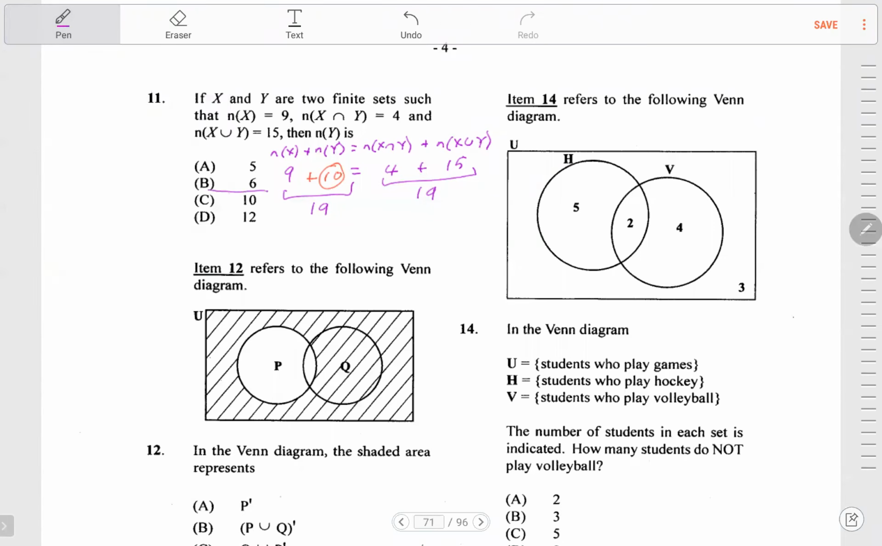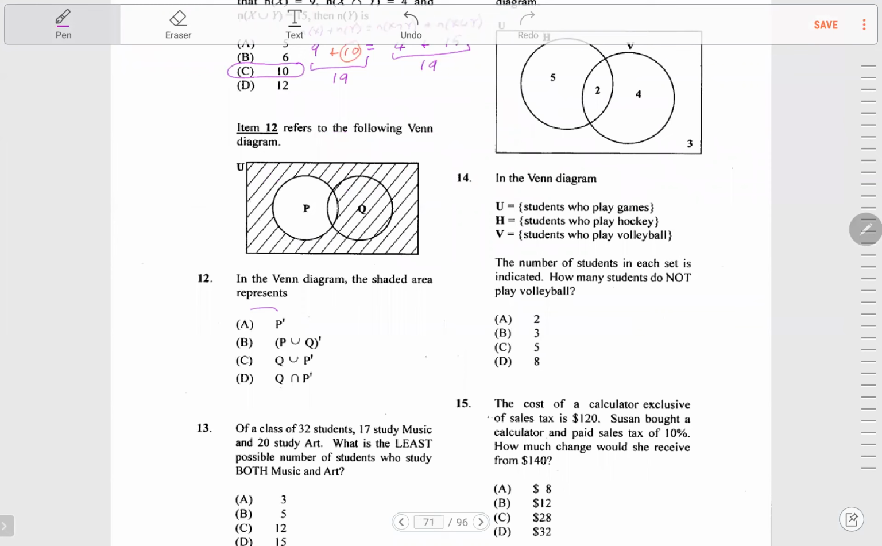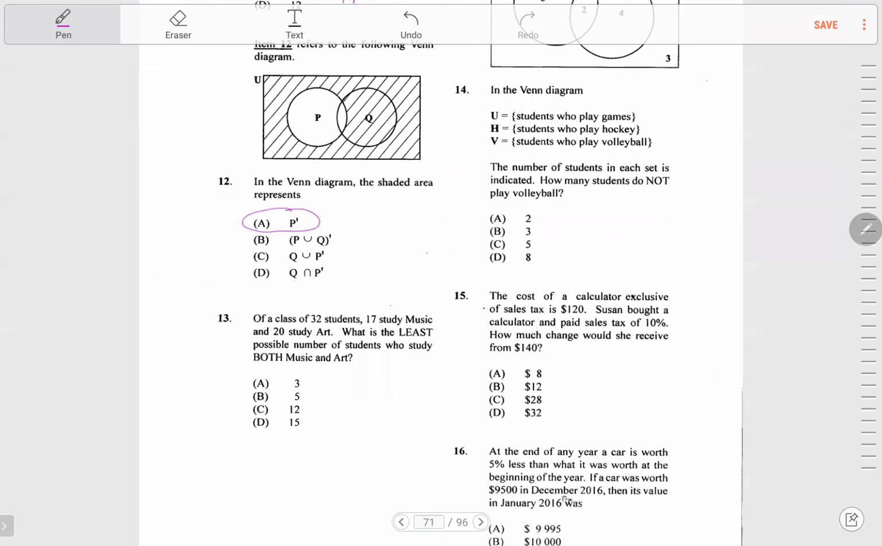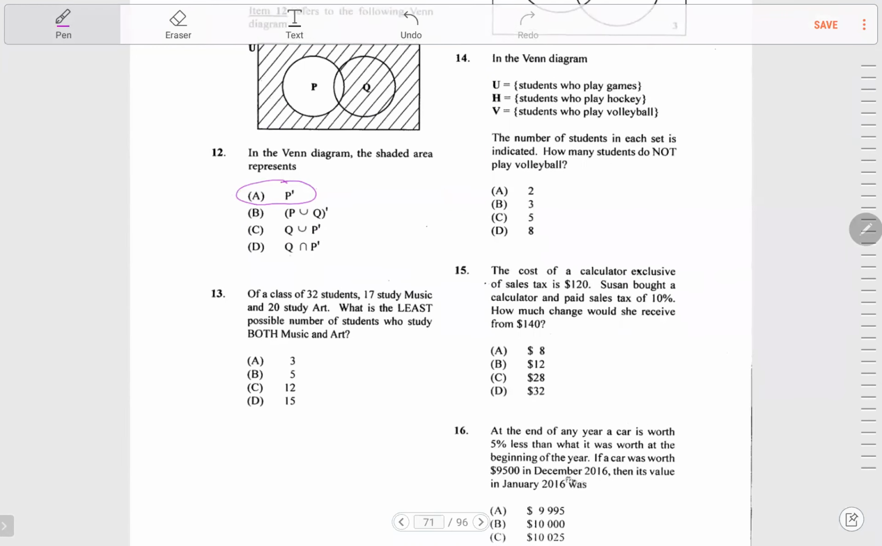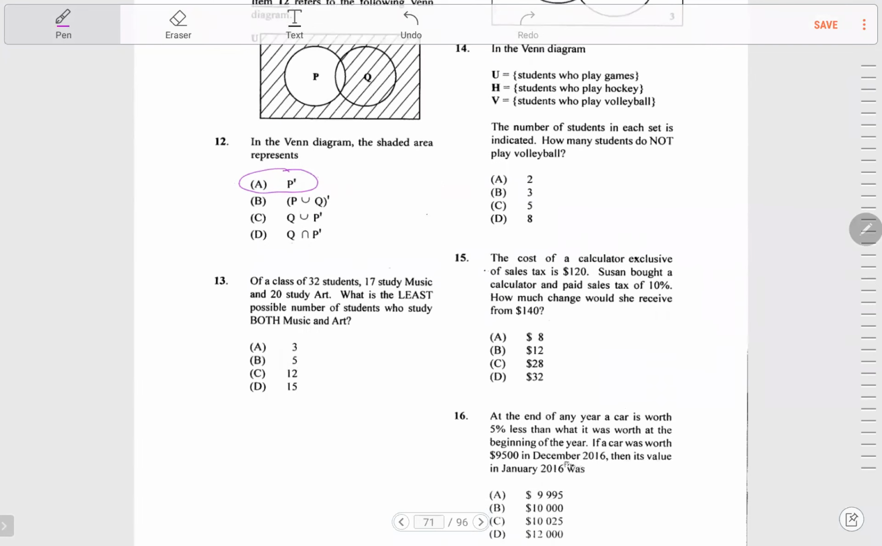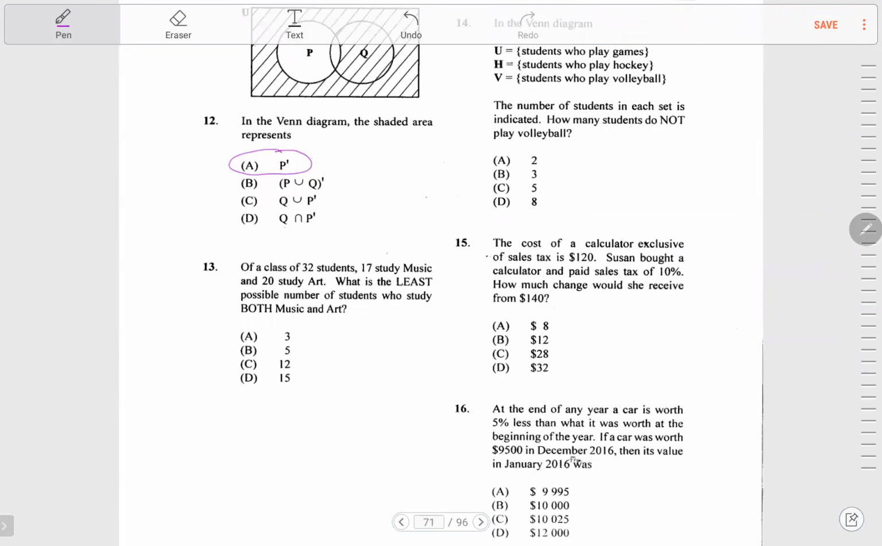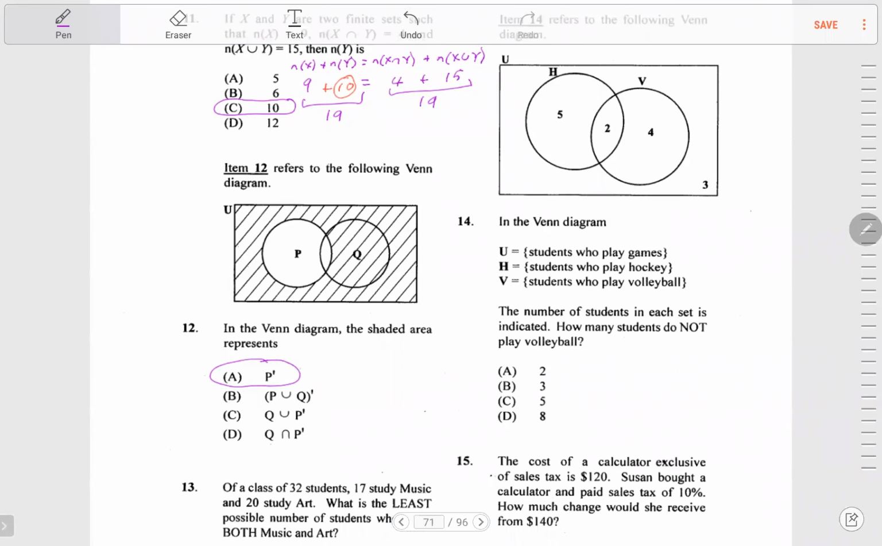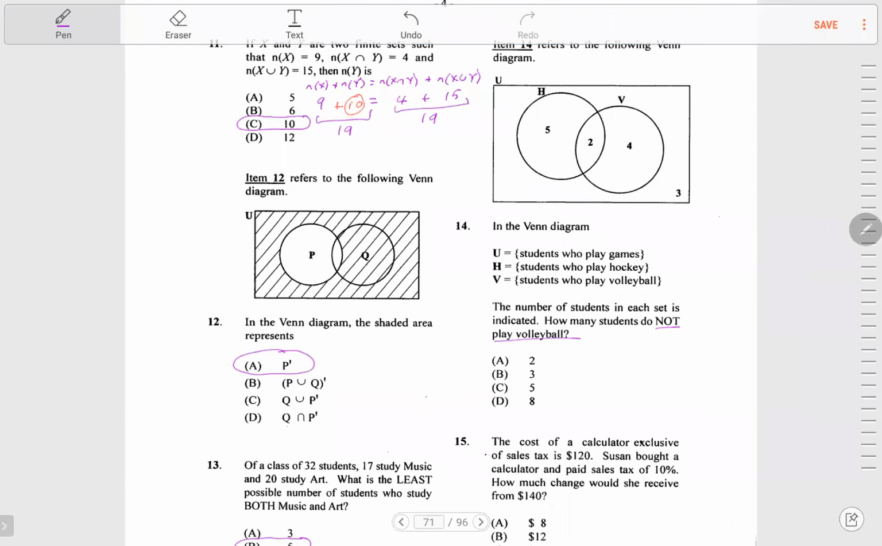Simple as that. So you see, they set this question all the time, unlike this. This is P complement, everything outside of P. Everybody knows that one. This one is similar to the one that we just did up there. We did this one already as well, and the answer was 5. Same thing, number in A plus number in M equals number in the intersection plus number in the union. We don't have to work it out again. This one again, we did this one already. So how many do not play volleyball? That's 8.